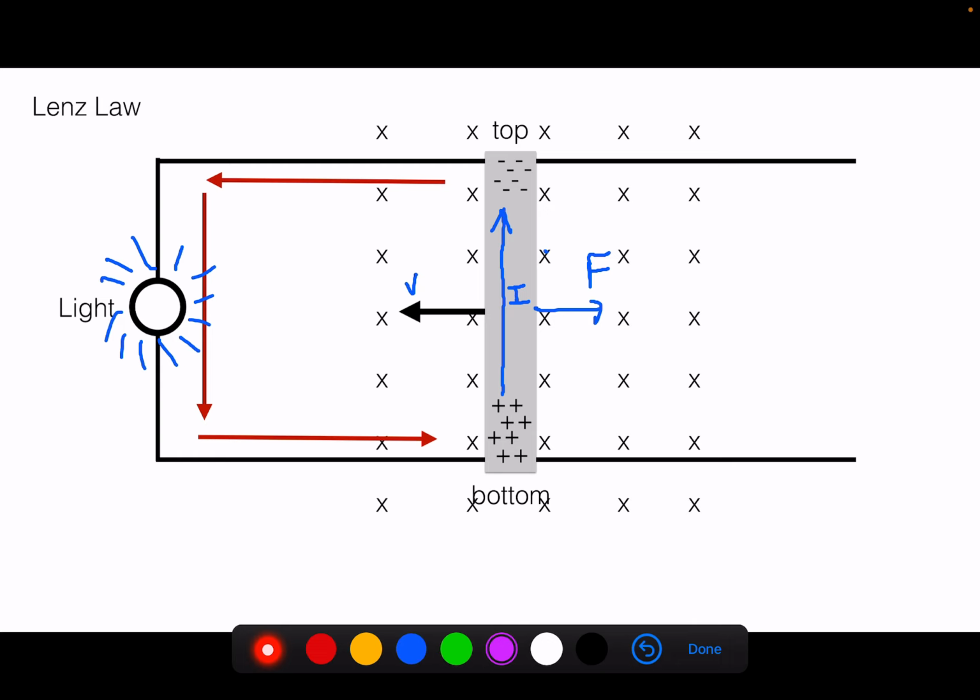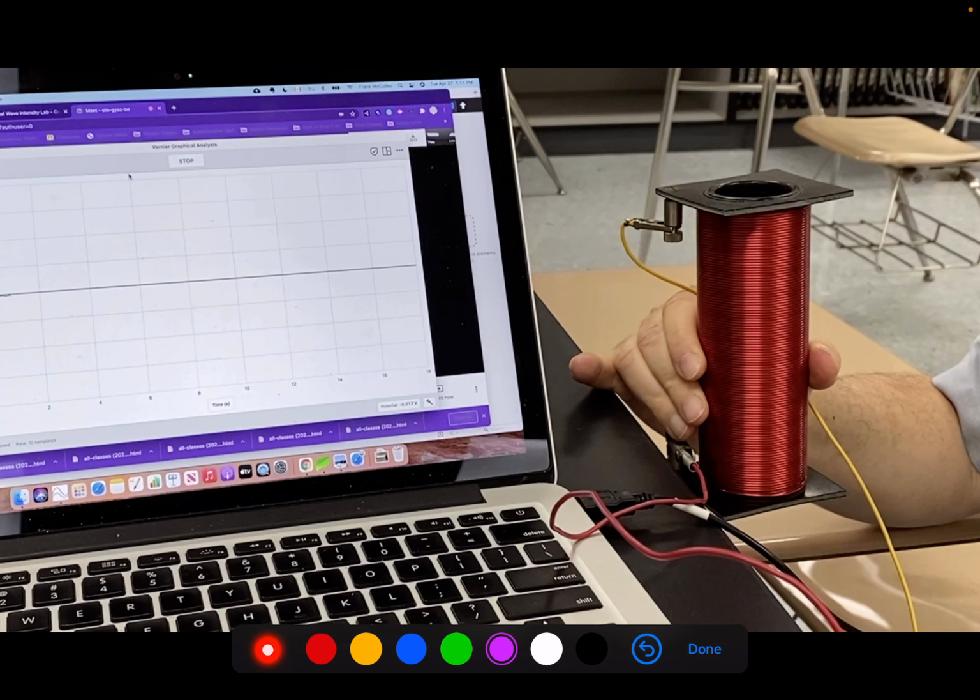So if we want to keep this light moving, we need a constant source of energy to counteract the force that is generated by way of Lenz's law. Lenz's law is always going to try to stop us from getting our free current. It's going to try and restore things to their original state, which was at rest.